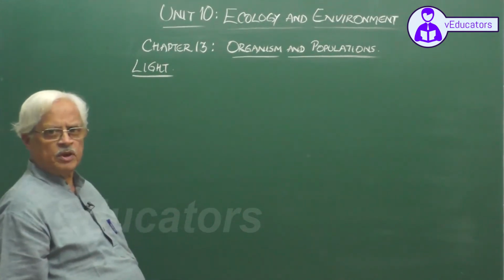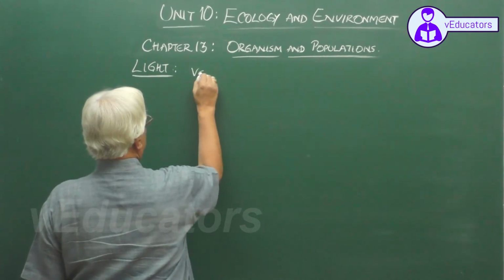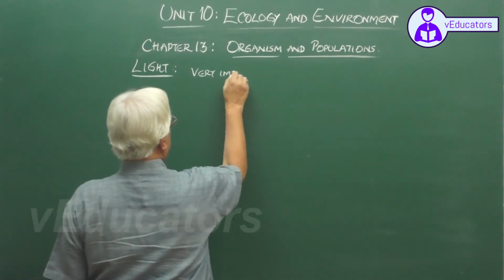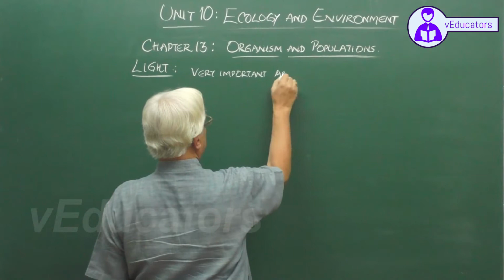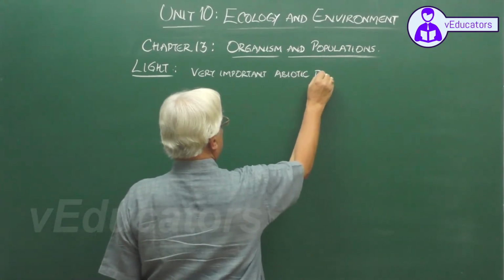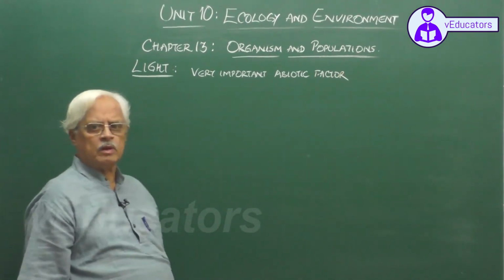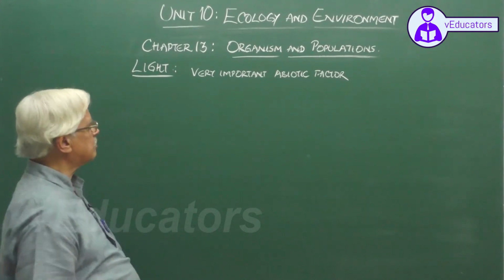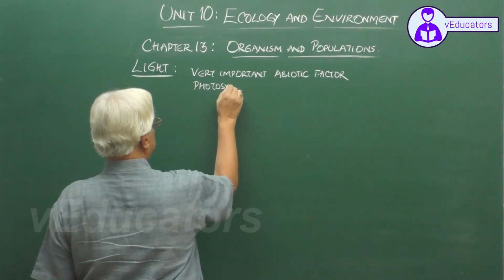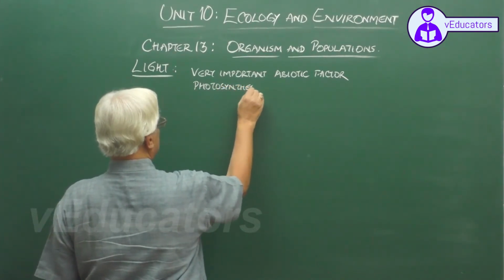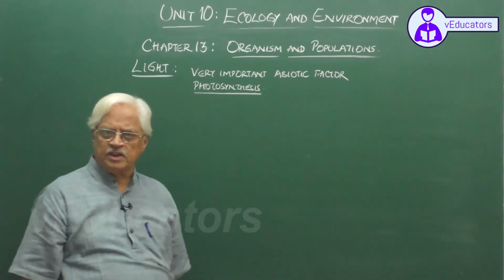Light as an abiotic factor. Light is a very important abiotic factor. Almost every life activity depends on light. For example, photosynthesis is totally dependent on light.